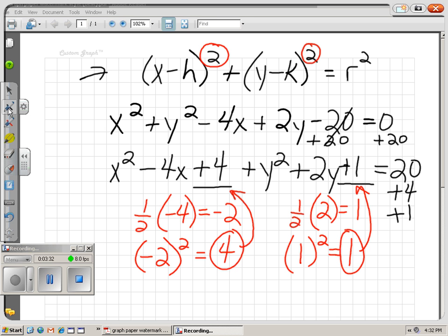So we added 4 to the x's and we added 1 to the y's. And at the same time we added 4 and 1 on the right side of the equal sign.